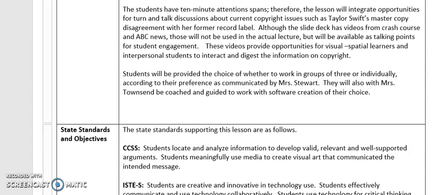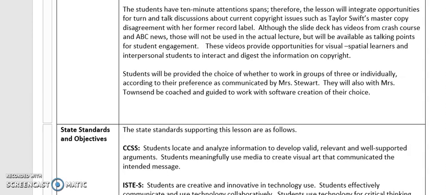Although the slide deck has videos from Crash Course and ABC News, those will not be used in the actual lecture, but will be available as talking points for student engagement. These videos provide opportunities for visual and spatial learners and interpersonal students to interact and digest the information on copyright.